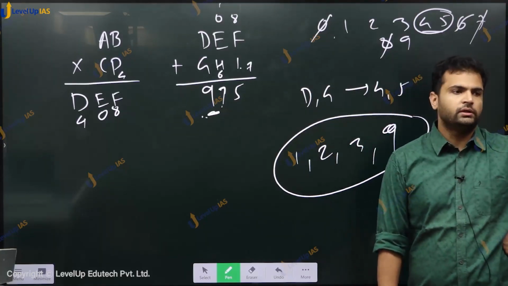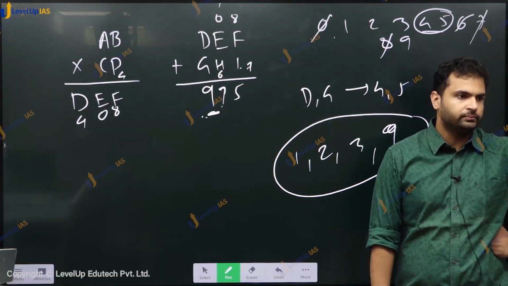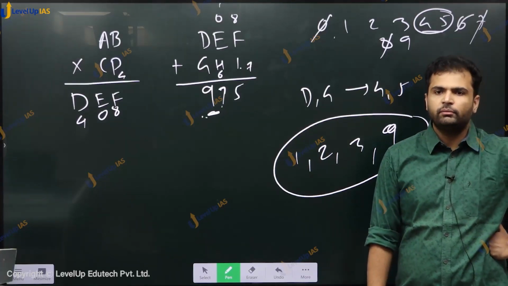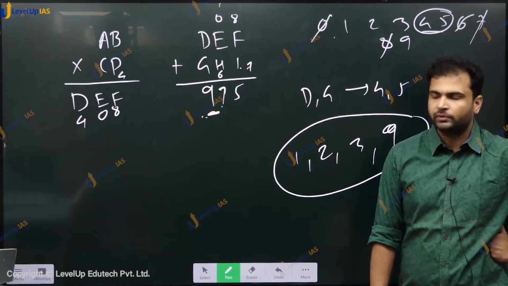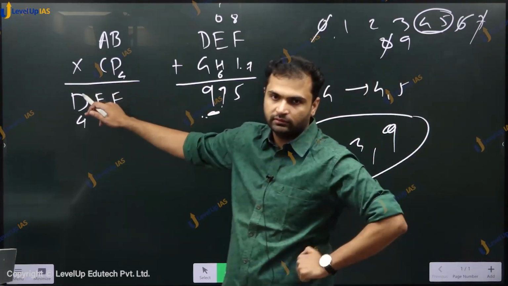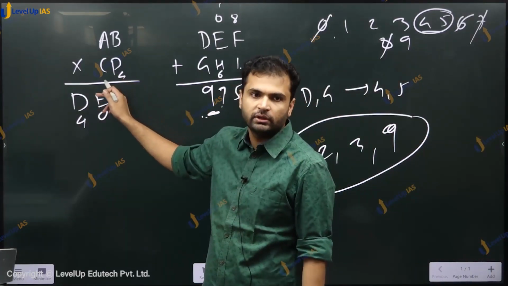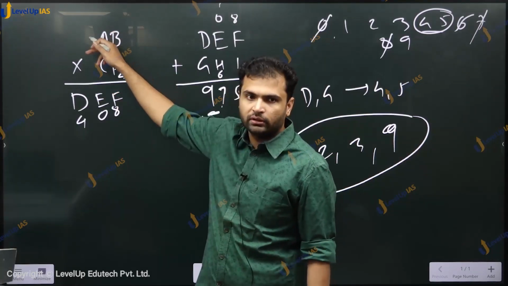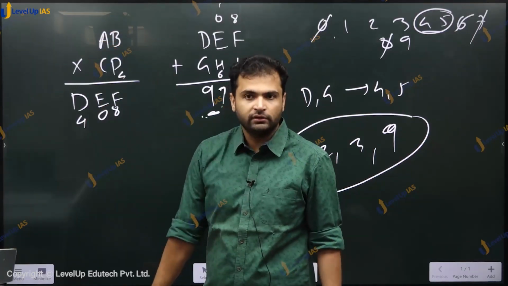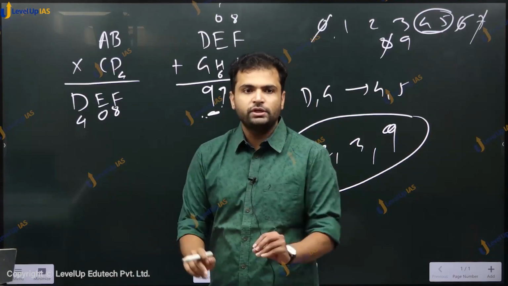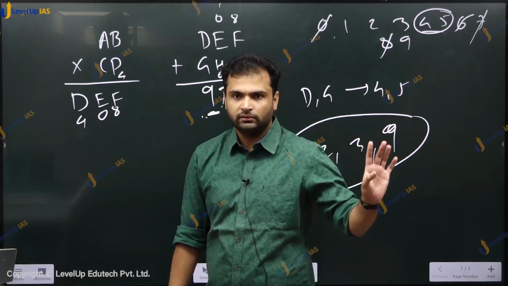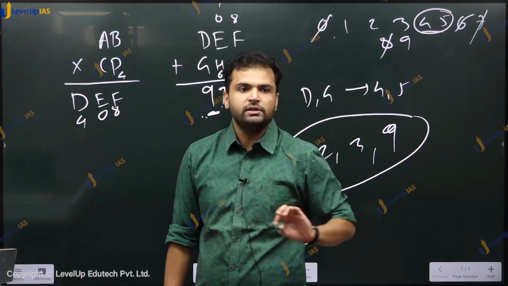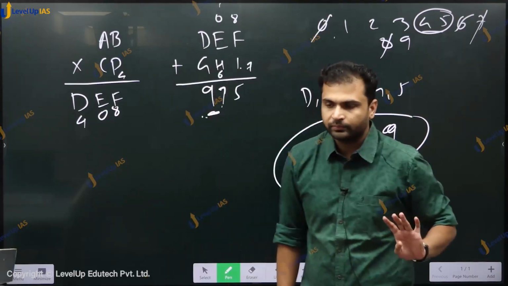We want to conclude that ABC cannot be 9. Right, because they have asked A plus B plus C. Now, if C is 9, it becomes 94. And 94 into a 2-digit number cannot be 408. 94 into the smallest 2-digit number, which is 10, is 940. So 94 into a 2-digit number is always bigger than 900. It is bigger than 900.